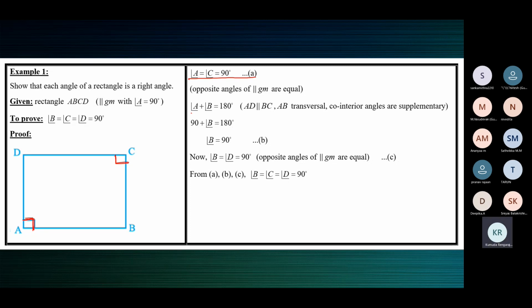Then I found angle B. A plus B is 180. Again, parallel lines. These two lines are parallel. Parallel lines, transversal. Pointed angle is supplementary. So A plus B is 180. A is 90, 90 plus B is 180. B is 90. So after finding B, B is equal to D. Opposite angles are equal. Like this, we prove that all angles are 90 degrees.